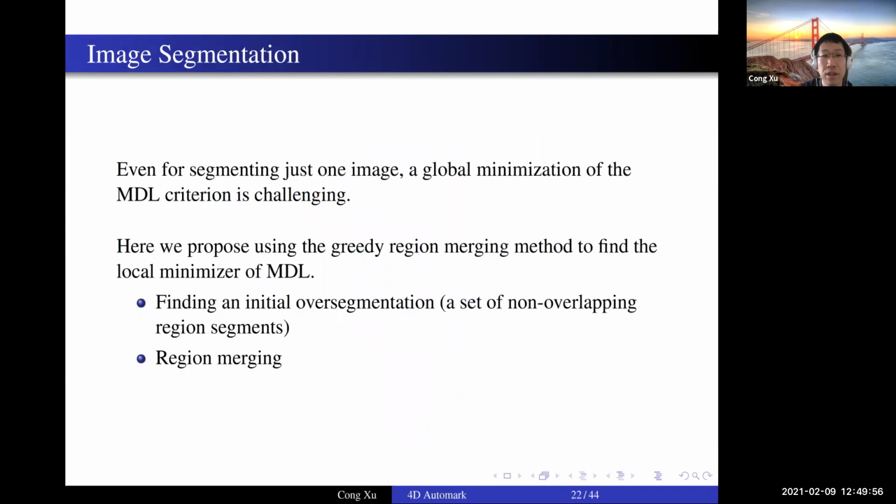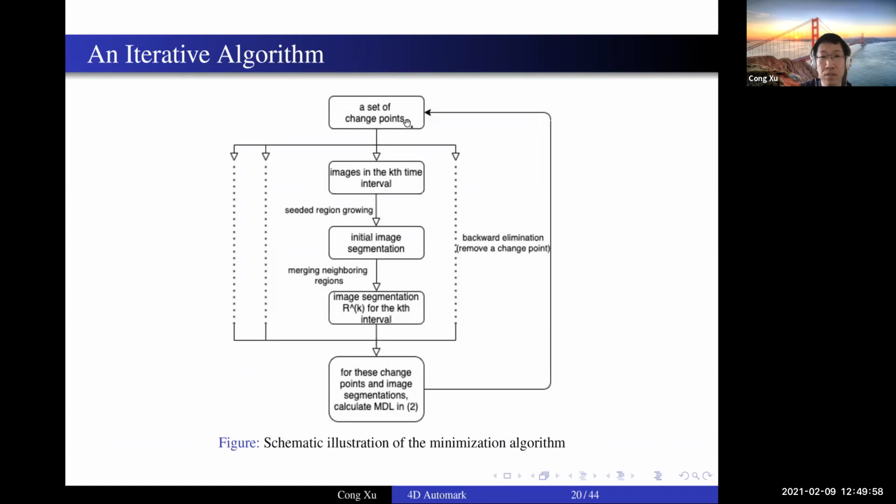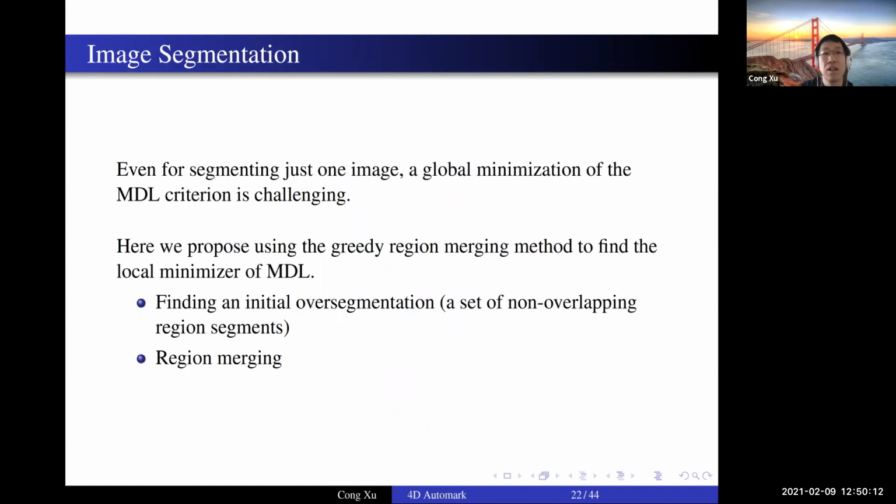Okay, so right now we can say the problem is that given the change points, how could we fit the model within this time interval? How could we do the image segmentation for this time interval? So here still we need to use some greedy algorithms to help us find the minimization, because global minimization is still infeasible.